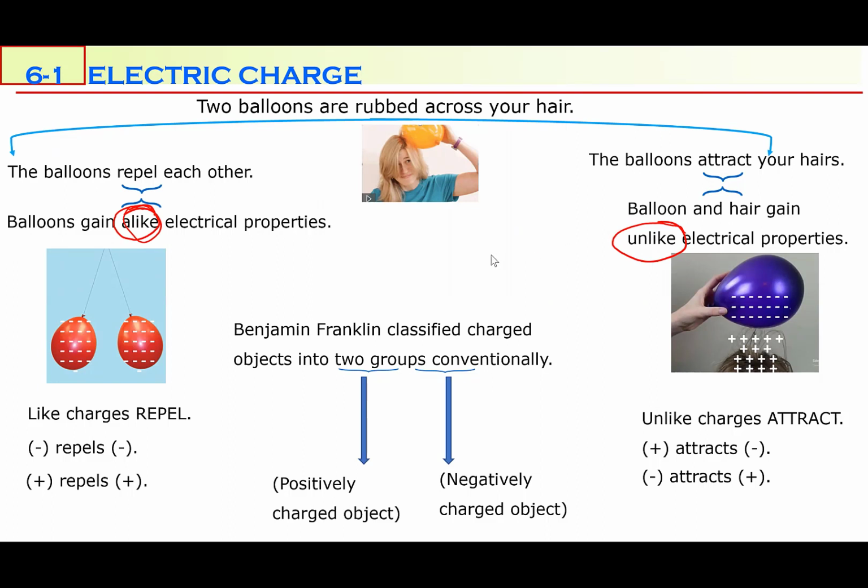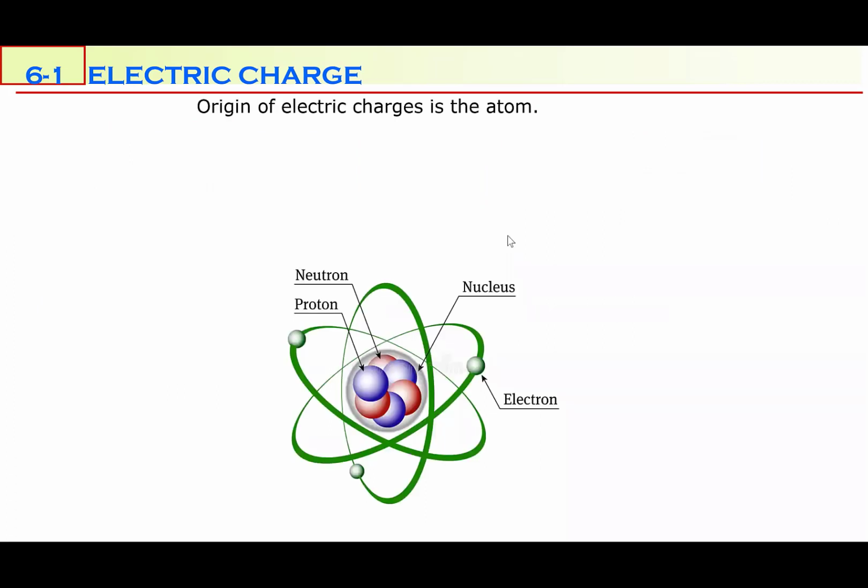Okay, where does this charge come from? What is the origin of electric charge? Now I am going to talk about this. The origin of the electric charges, ladies, is the atom. All electric charges come from the atoms. So that's why now I will talk shortly about the structure of an atom.